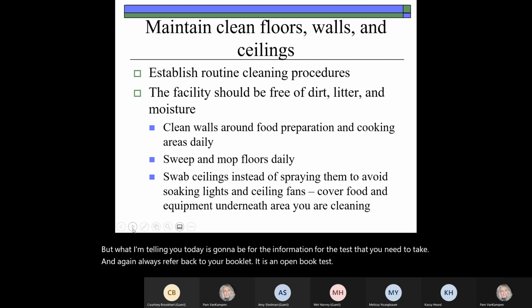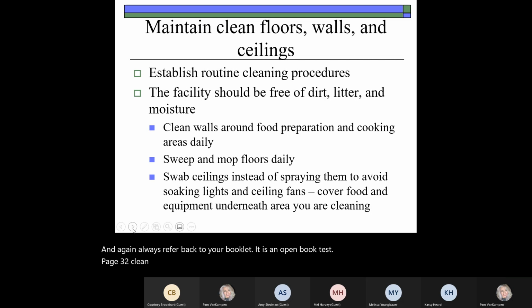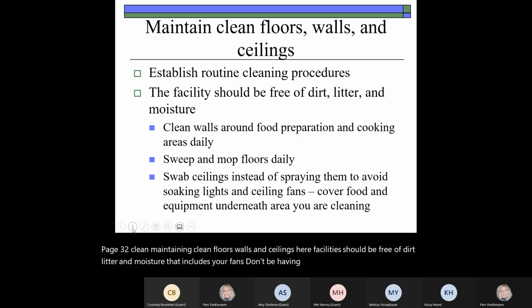Page 32, maintaining clean floors, walls, and ceilings. Your facility should be free of dirt, litter, and moisture. That includes your fans. Don't be having dirty fans in your kitchen because that's going to just blow dirt and stuff all over our food. You can have a fan in the kitchen, but make sure that it's a clean fan.